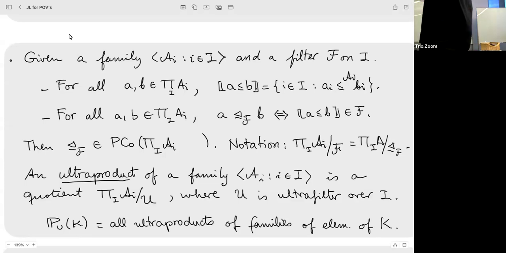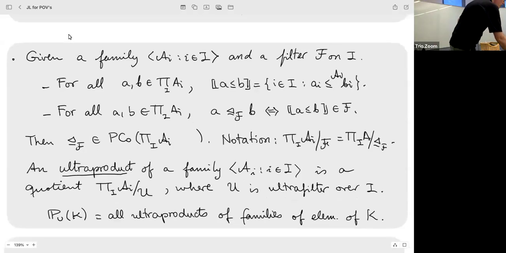And you can also define, if you have a filter F on I, this relation that says the element a is below b modulo F if and only if the set of indices that are the coordinates on which a is smaller than b belongs to your filter. This turns out to be a precongruence, and we denote by the product quotient F the corresponding quotient. What is an ultraproduct? An ultraproduct is one quotient of those where instead of a filter, we have an ultrafilter. That's an ultraproduct.